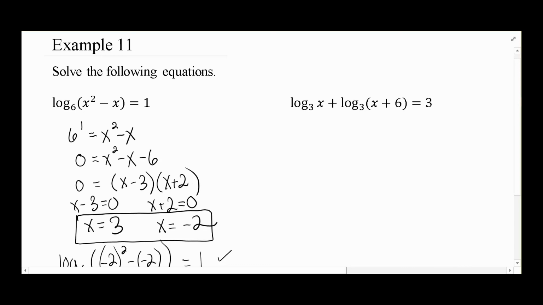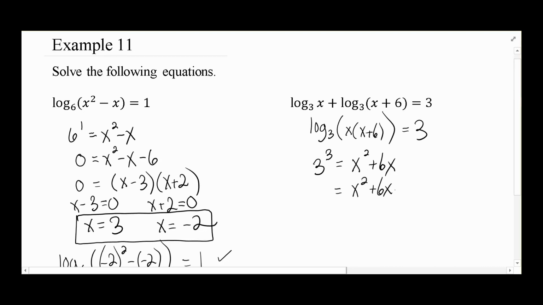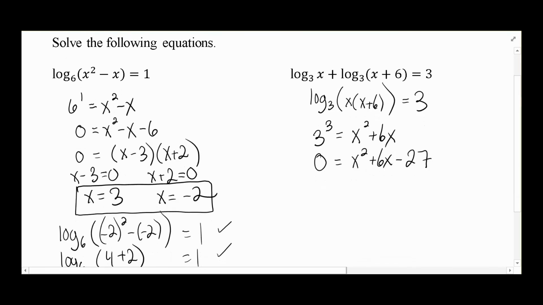So on this one, we're going to use a property of logs to write this as a single log, making this log base 3 of x times x plus 6 equals 3. Then we can take the base, raise to the power of the opposite side, equals the argument. Now since this is quadratic, we can move everything to one side. So we're going to subtract the 27 to the other side, and then we're going to factor.